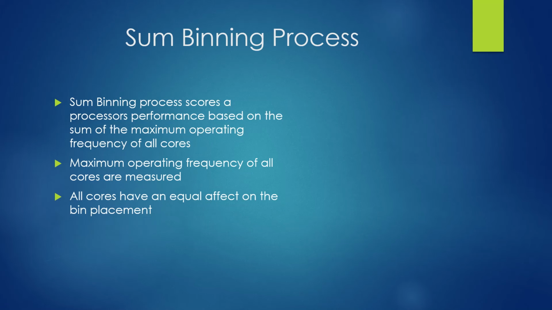The second non-fuzzy binning method that I want to discuss is the sum binning method. This method scores the overall performance of a processor, the overall throughput, based on the sum of all of the maximum operating frequencies of each core. So in this case, each single core's operating frequency has an equal effect on the measurement of the overall throughput of the device. Meaning that one slow core, unlike in the min-max method, won't completely bring the overall performance of the multi-core processor down. It will affect it equally as a faster single core would affect the performance.